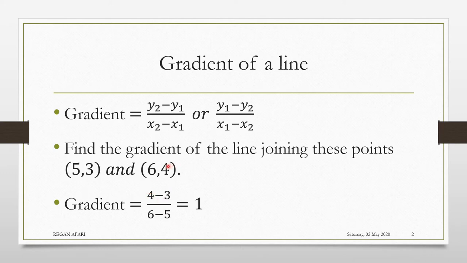So y2 is the 4. Y2 minus y1, which is the 3, over x2, which is 6, minus x1, which is 5. So 4 minus 3 is 1, then 6 minus 5 is also 1. So 1 over 1 is 1.